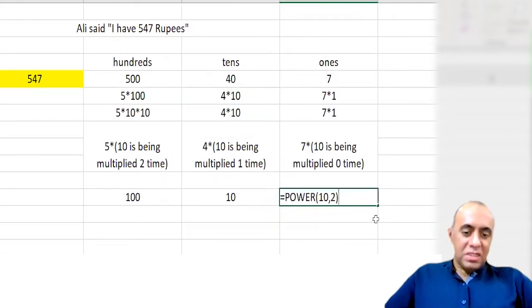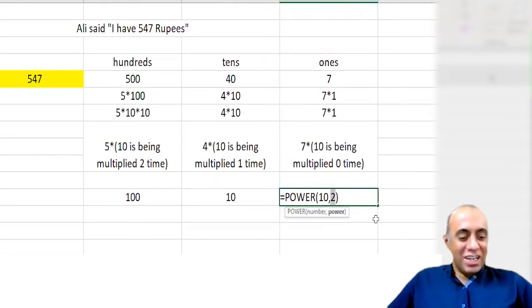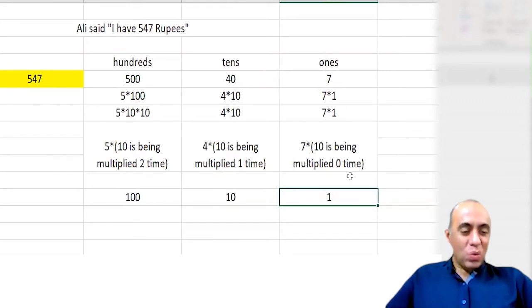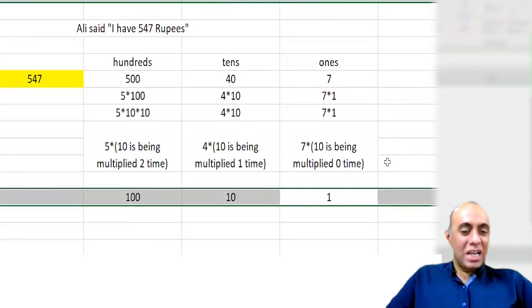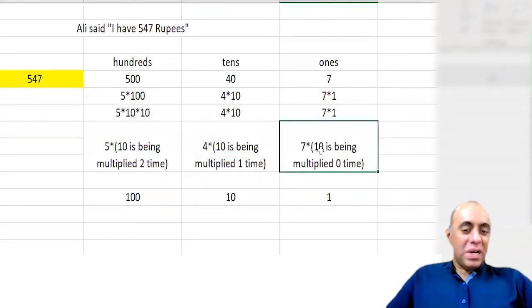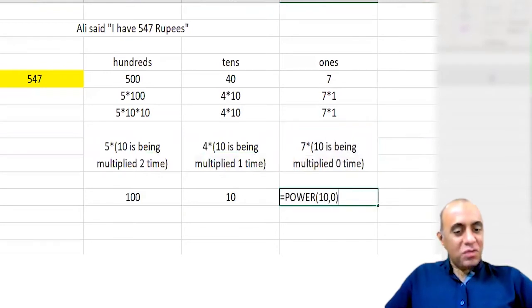Now let me paste the same formula over here. And now let me write down 0 over here. Let's see what we get. We get a 1. So I will not back out from my statement that this is difficult to digest. I stand by that statement because definitely this is difficult to digest. But as I said, if you keep in mind that by this statement, what I mean is that there is an absence of a 10 being multiplied. So 1 is a true picture of an absence of a 10. There is no 10 over here.